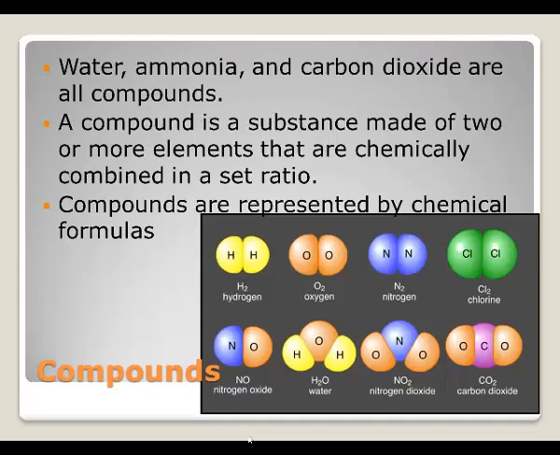So water, ammonia, and carbon dioxide, all of which we saw on the previous slide, are compounds. A compound is a substance made of two or more elements that are chemically combined in a set ratio. Compounds are represented by chemical formulas, so we saw some of those. This picture at the bottom of the slide shows a number of different compounds that can be found on our planet.